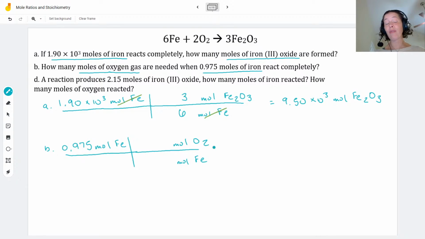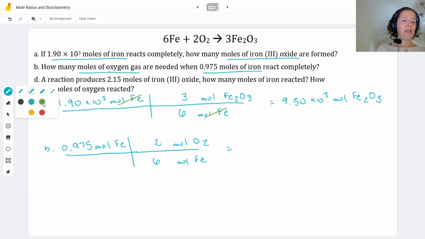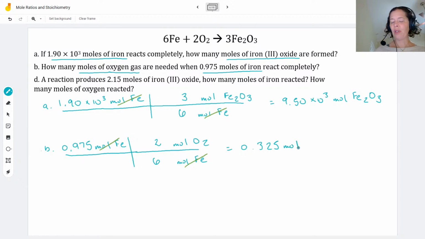Now let's get our numbers in from our balanced chemical equation. In front of my iron is a 6, and in front of my O2 is a 2, so that is my mole ratio. Let's make sure my units cancel. My moles of iron cancel. Now I have moles of oxygen. And this is 0.325 moles of oxygen. Hopefully these are getting easier and easier for you. Oh, that should be C, but it actually says it's D, so I'm going to put D here. Apparently we skipped over C.